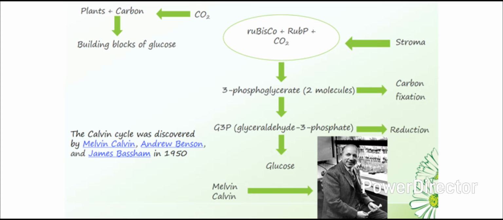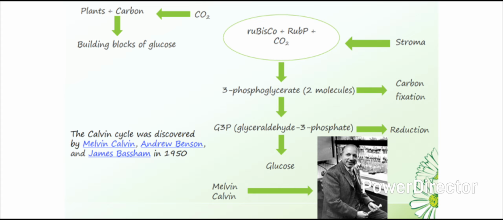An enzyme in the stroma called Rubisco combines a 5 carbon molecule of RuBP, that is ribulose bisphosphate, with a molecule of carbon dioxide. This creates a 6 carbon molecule that is broken down into two 3 carbon molecules, that is 3 phosphoglycerate. This part of the light independent reaction is referred to as carbon fixation.